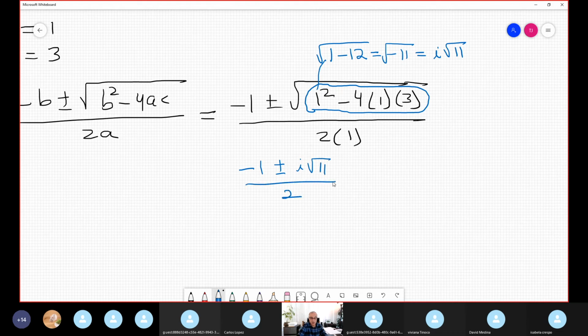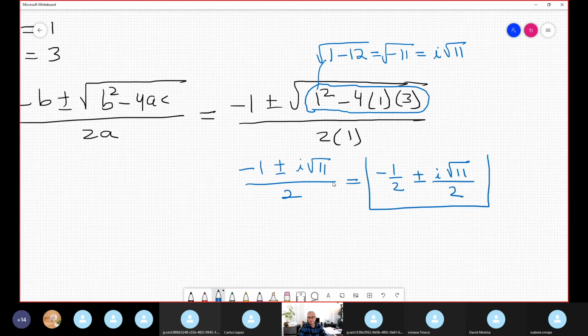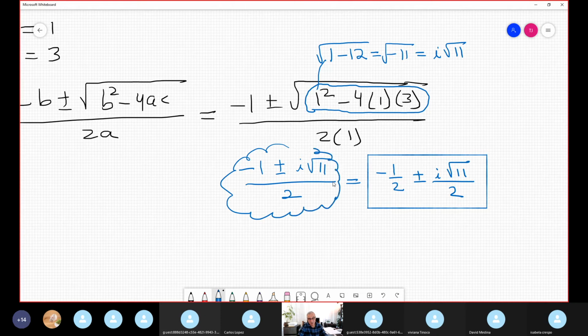So immediately you see the solution is a complex solution. Say you need to express a complex number in standard form. The standard form is you separate the real part and the imaginary part. Actually, the final beautiful answer is negative 1/2 plus or minus i radical 11 over 2. Okay? You leave it like that, it's okay. Well, no, it's okay, but it's not elegant. The elegant way is this. Okay?